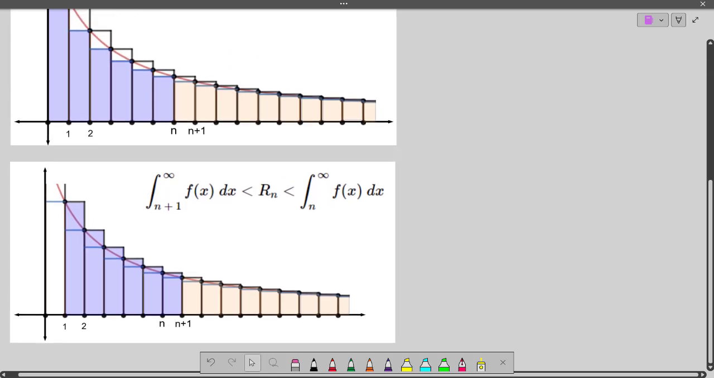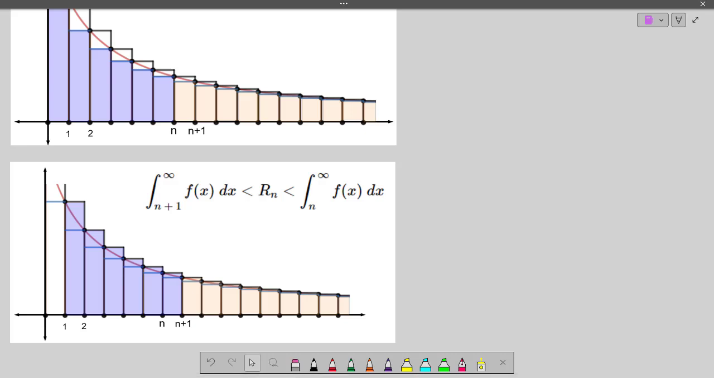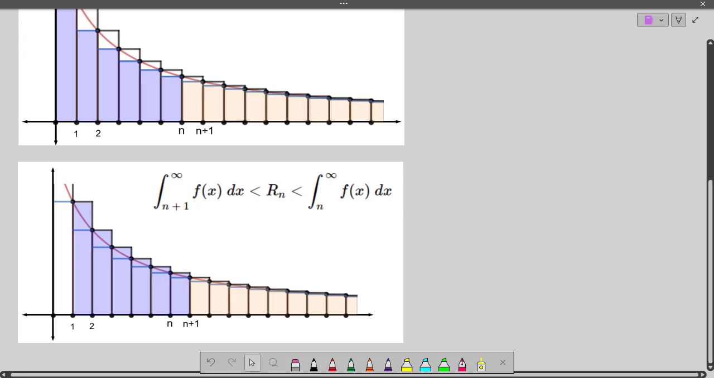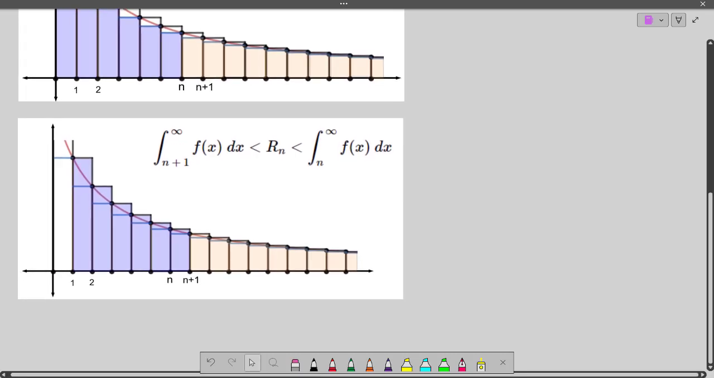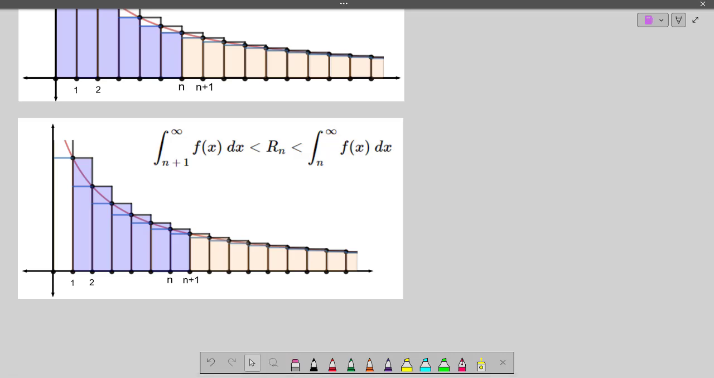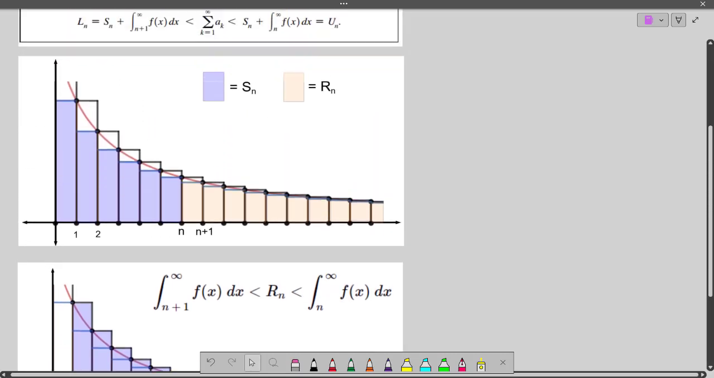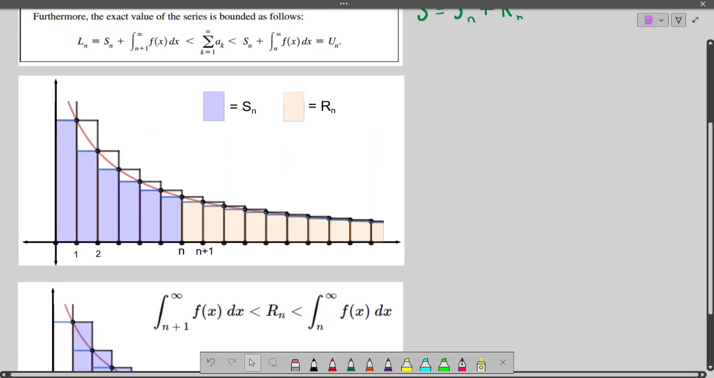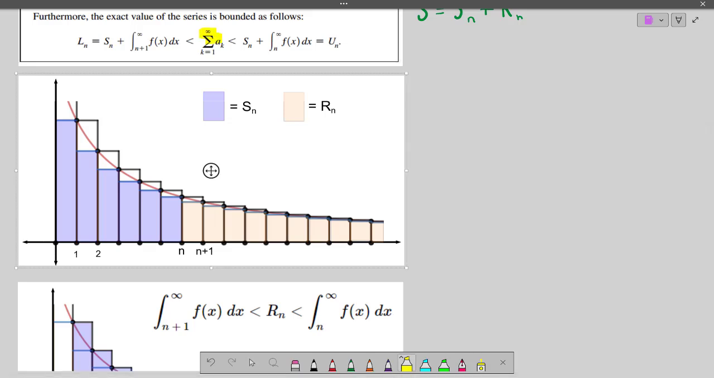So the remainder is always the beige. We can see that the remainder is under the red curve from n to infinity. Right? So the remainder is the beige. It's under that integral. And if we look down below here, we can see that the remainder, it's the beige, is bigger than the integral from n plus 1 to infinity. So the remainder is always trapped in between those two integrals. So that's what this visual is giving us. It's giving us that the remainder is always between those two integrals. And those two integrals are, so here's our series.